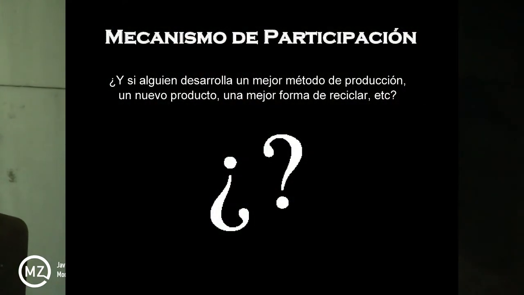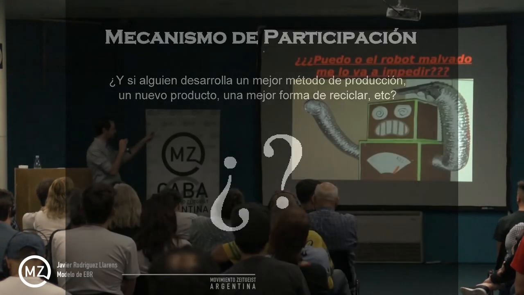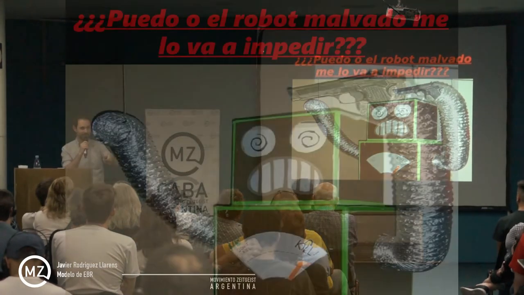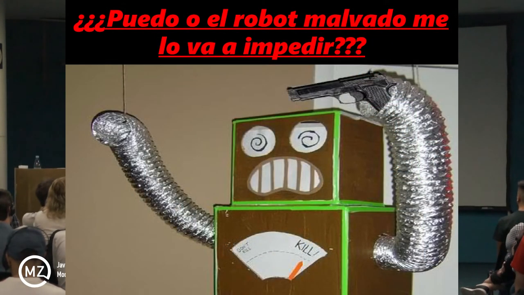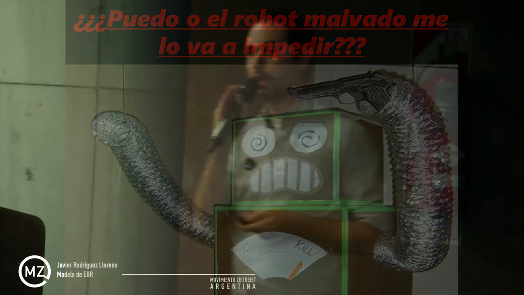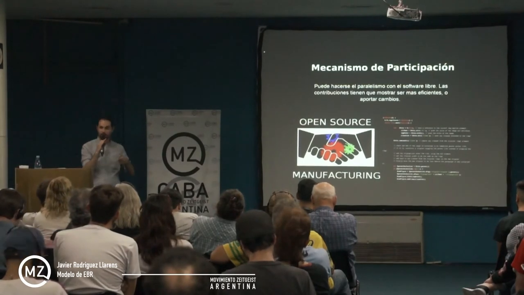And then, how can I participate? How can I produce this T-shirt quicker? Will the robot let me do that if I came up with an idea? Yes, actually, you can participate. This evil robot is not going to prevent you from participating. You can use open source software. The whole community can use open source, and they will have access to that source code.